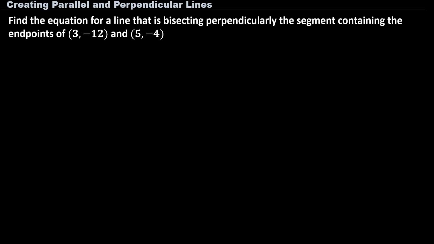So we want to find the equation of a line that is bisecting perpendicularly to the segment containing the endpoints 3, negative 12, 5, negative 4. All right, we need to break this down. Perpendicularly is everything we've been talking about. That means whatever the original slope is, we flip it, change the sign. Bisecting, what does that mean? That means if you have a segment, to bisect it, you're going to go straight through the middle. Which means that the point that this line is going through, if it's going through the middle, is the midpoint.